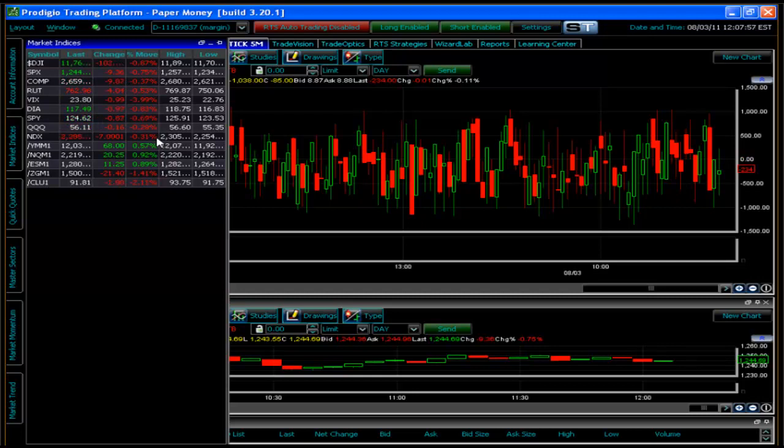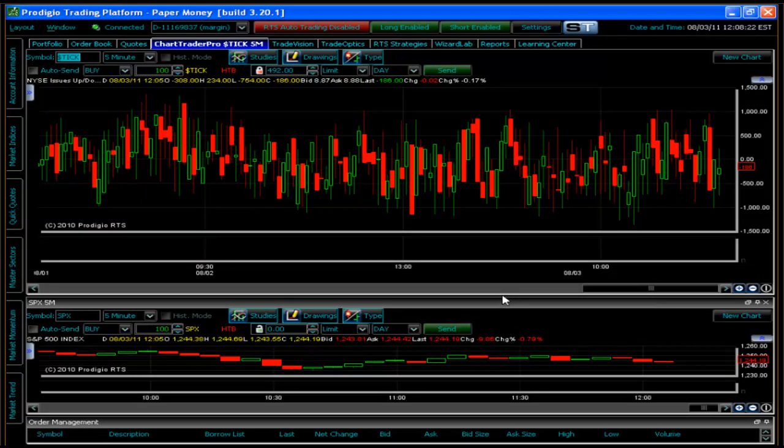So one thing in Prodigio, if you're going to be shorting stocks, and you can also long ultra short ETFs if you're in an IRA account, I'll get into that in a minute. But if you're going to be shorting stocks, you can create rules in Wizard Labs Rule Builder that have filtering conditions, and they look at things such as the long-term moving average of a symbol.